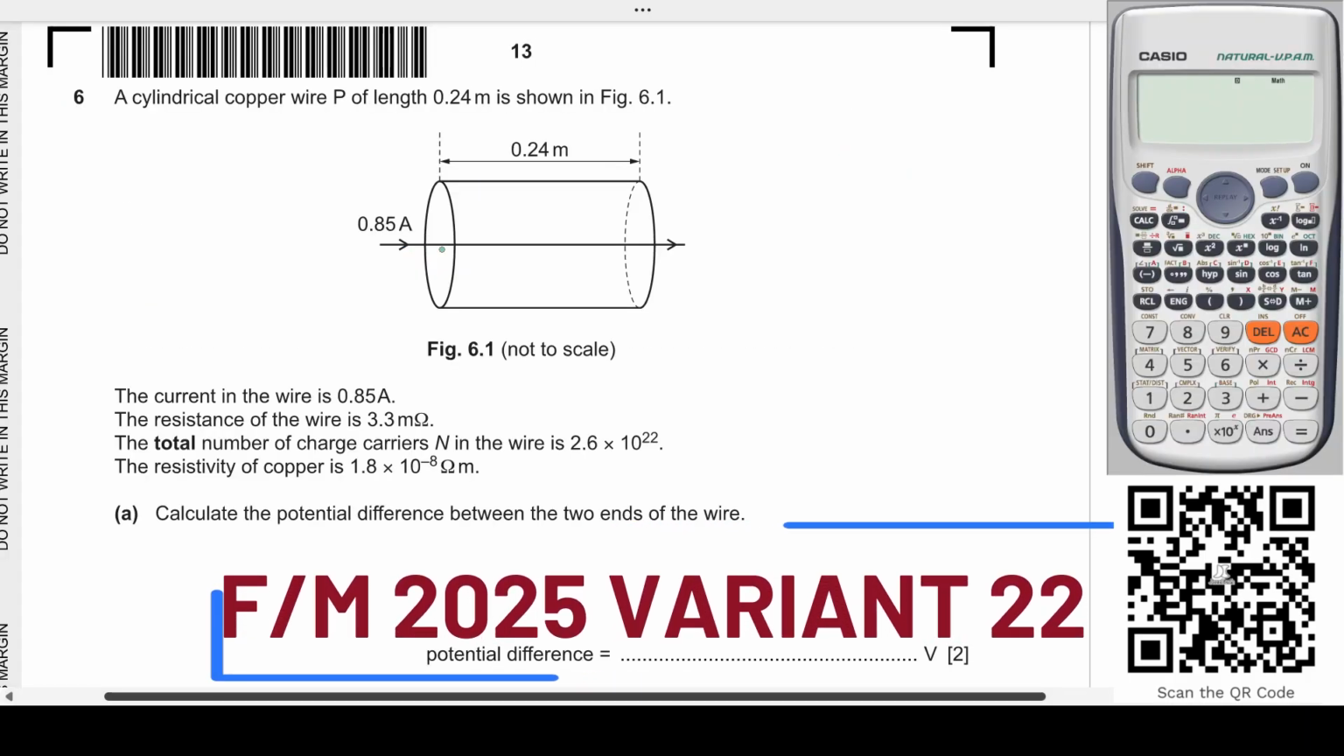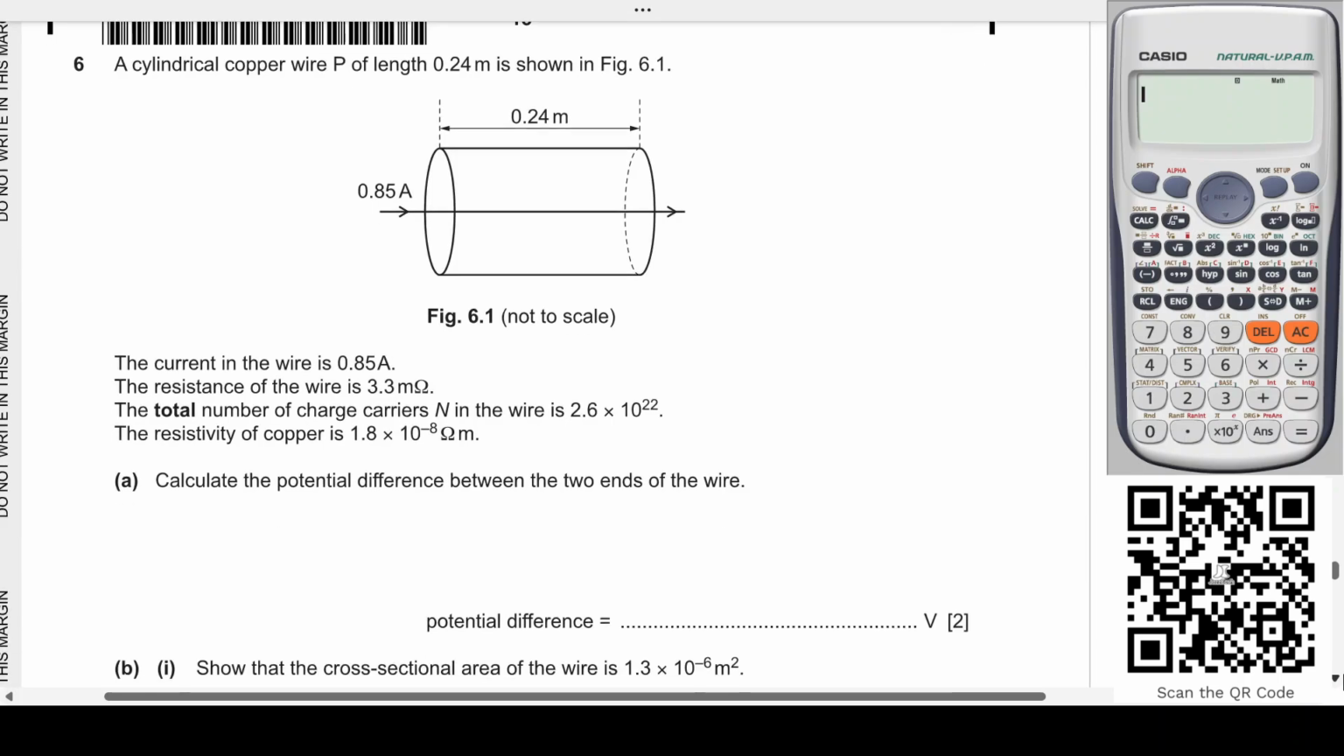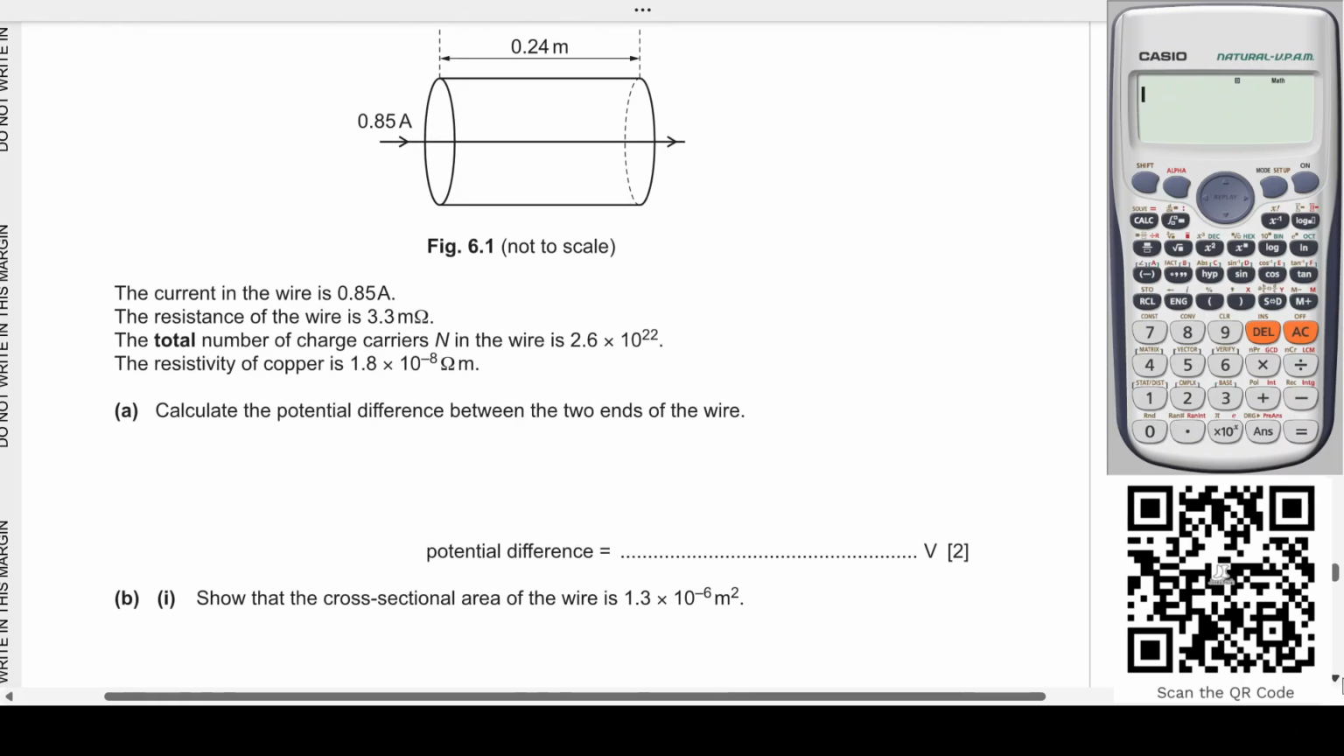A cylindrical copper wire of length 0.24 meters as shown in figure. The current in the wire is 0.85. The resistance of the wire is 3.3 milliohms. The total number of charge carriers is 2.6 into 10 to the power 22. The resistivity is given. Potential difference needs to be found out in the first part, probably the easiest one.